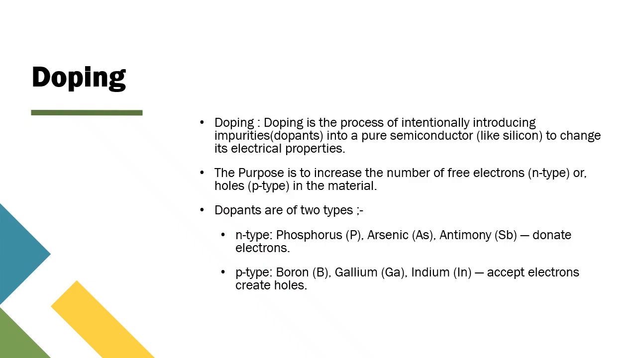Dopants are of two types, N-type and P-type. N-type dopants are those which donate electrons and P-type dopants are those which accept electrons or create holes. The examples of N-type dopants are phosphorus, arsenic, antimony, and the examples of P-type dopants are boron, gallium, indium, etc.